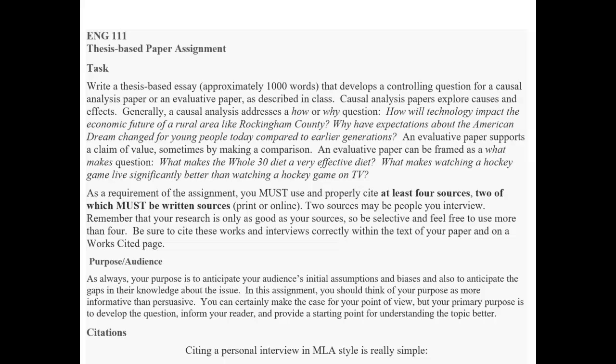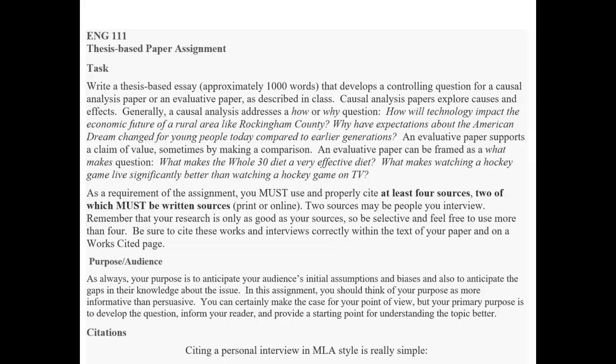In general, a causal analysis paper explores causes and effects. Generally, a causal analysis addresses a how or a why question. For example, how will technology impact the economic future of a rural area like Rockingham County? Why have expectations for the American dream changed for young people today compared to earlier generations? So you might think of it in terms of how is trying to predict effects, and why is trying to examine causes. So in these two examples, we were trying to predict the effects technology will have on the future.